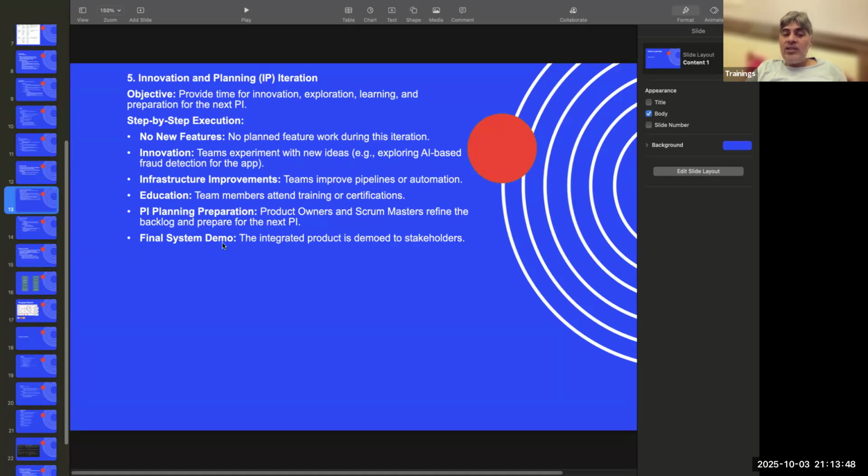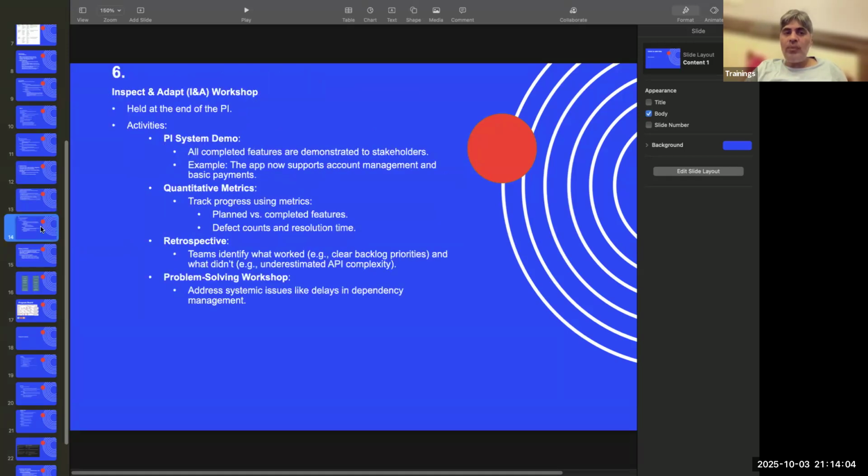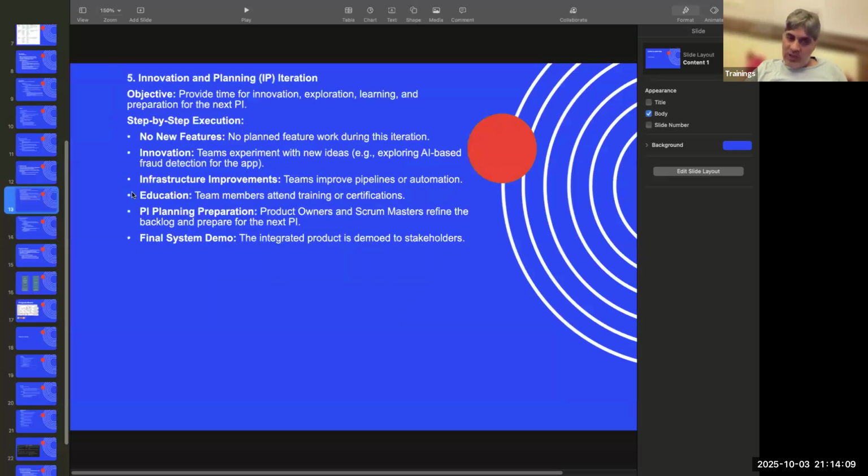Then the final system demo. Actually, in the IP event, a system demo is done, but this is not final. They may rehearse the actual system demo. They may have a pre-system demo. The actual system demo happens in the inspect and adapt workshop. But sometimes some companies do a rehearsal of that in the IP iteration also. So these 6 things will happen in the innovation and planning iteration.